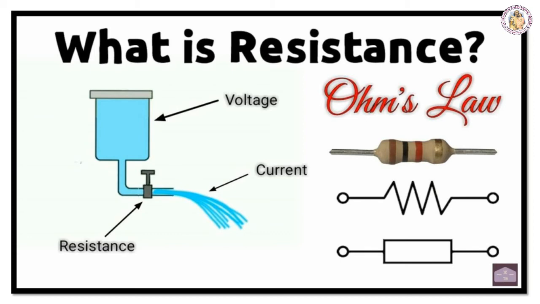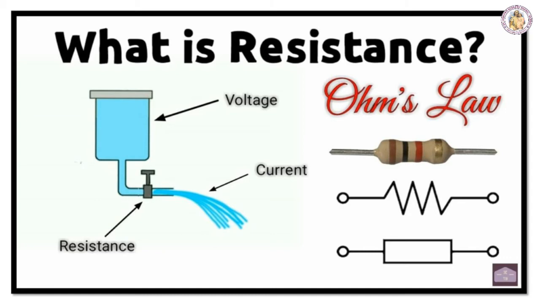Next, resistance. What is resistance? Let's see the image to understand clearly what resistance is. Why are we using a tap to control the flow of water? If you want more water, you will open the tap. If you want less water, you will close it a little bit. You will close the tap.